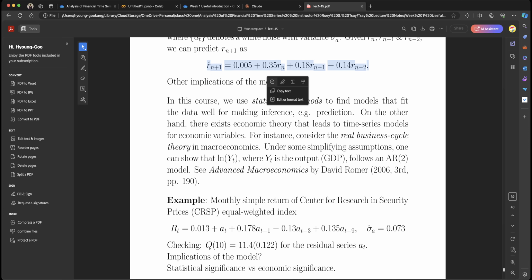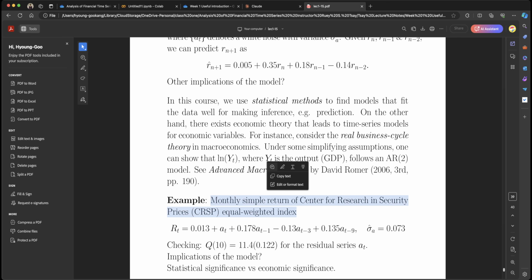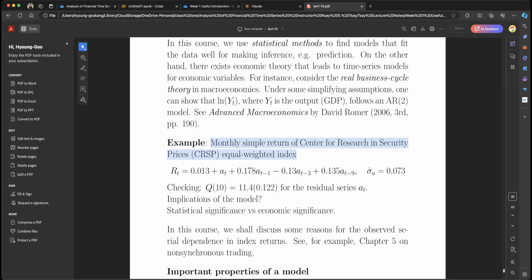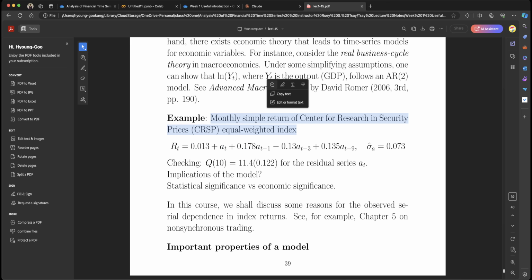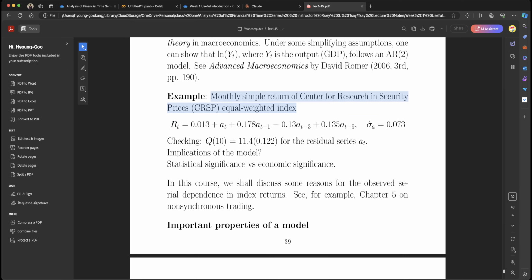Example: the monthly simple return of the Center for Research in Security Prices (CRSP) equal-weighted index is like this. So in some sense, it is predictable based on the past innovations. But of course, it does not mean that we can make money out of this predictable stock index, because of possible technical data issues. In this course, we shall discuss some reasons for the observed serial dependence in index returns, for example, chapter 5 on non-synchronous trading.